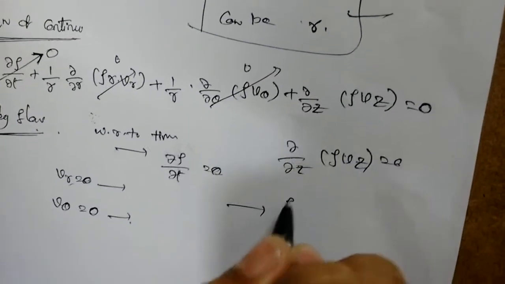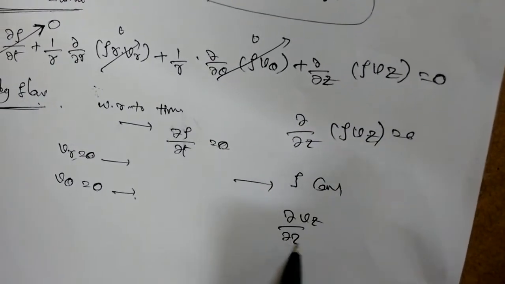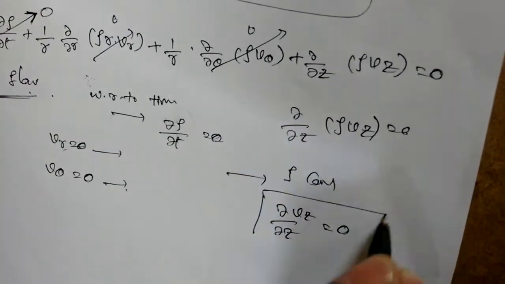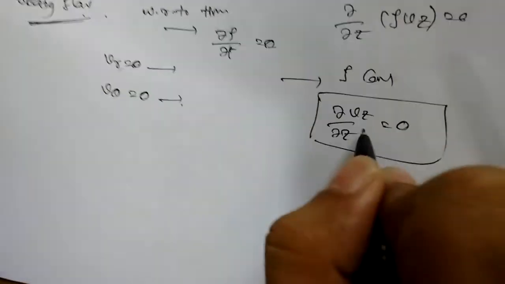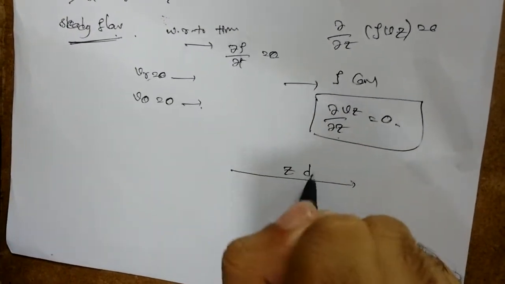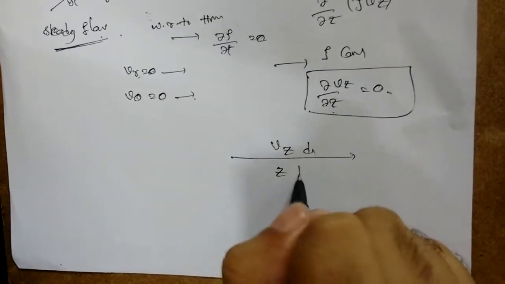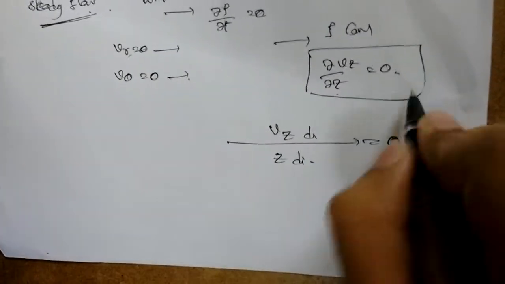Here we previously said that rho is constant. Then finally we get dou v z by dou z equal to 0. This indicates that for the horizontal flow in the z direction, the derivative of v z with respect to the z direction is 0. So remember this point, it will be useful further on.